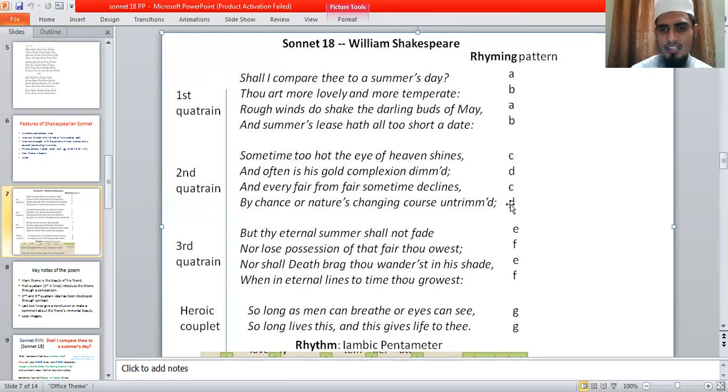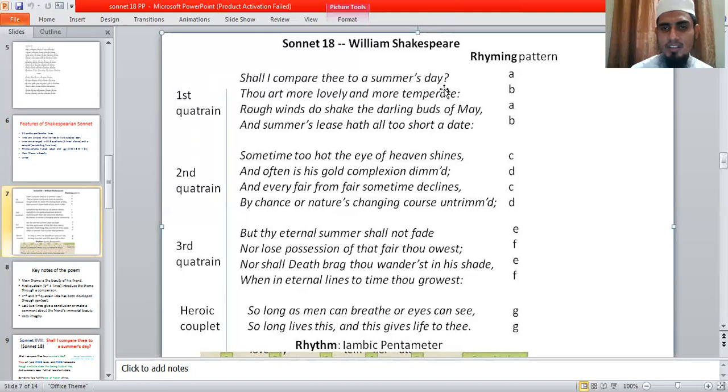So CD. And then "fed." It is not similar here, so that is why it is given E. "Owest": here is no sound of "owest," so that is what is called EF. Serially E, next E, there is F. "Shade" is similar with "fade," and it is given E. And "growest" is similar with "owest," so it is F. So EF.